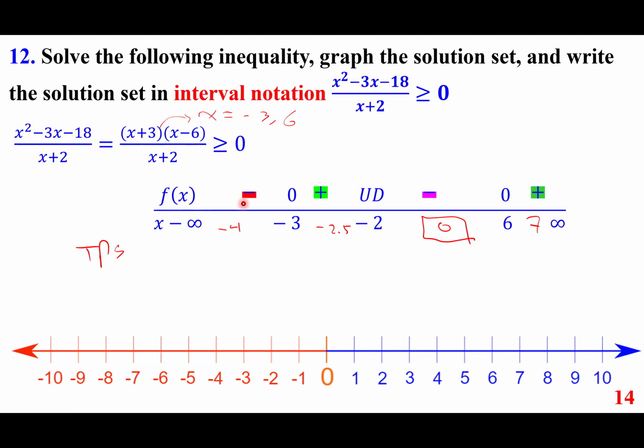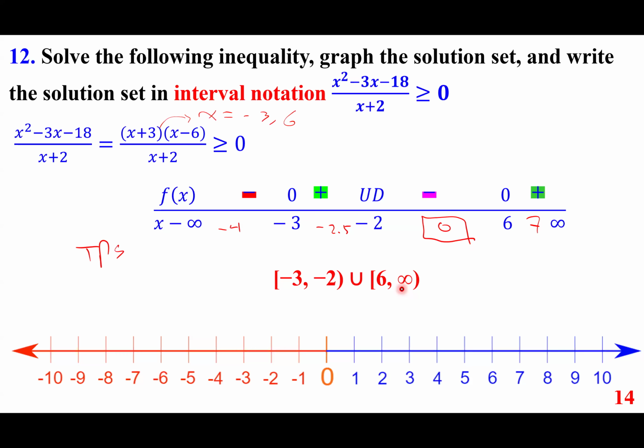Now, how do we do that? We go back to this, and it says greater than or equal to 0. So we want this vicinity and this vicinity. That means from here to here, union here to here. How do we write them? At -3, 0, equality is fine. But at -2 it is undefined. So -3 takes a bracket, -2 takes parentheses. Union. 6 is 0, so it takes a bracket, to infinity. And by the way, infinity or negative infinity are both concepts. They will always take parentheses.